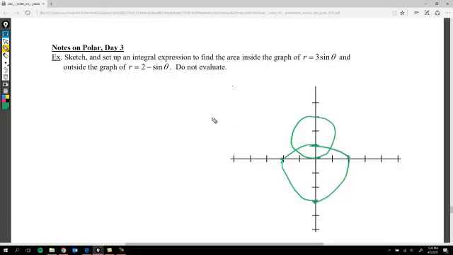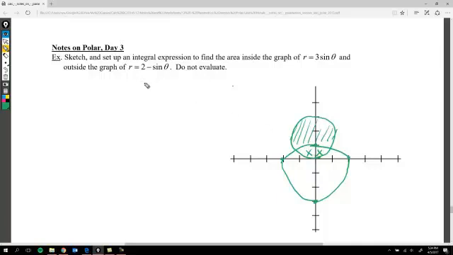Okay, so what I want is the area inside of my circle. So I want this area, and I want to get rid of this area down here, which is our intersection. So essentially, I need to think about what area I want and how to get rid of the area that I don't want.